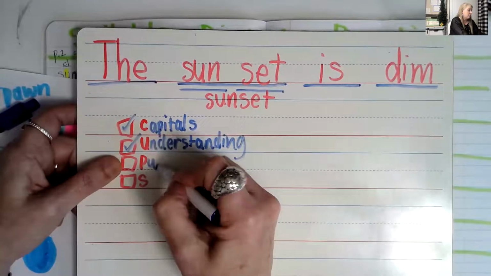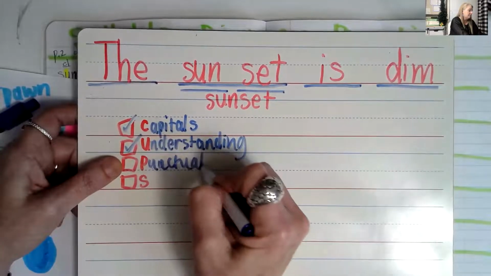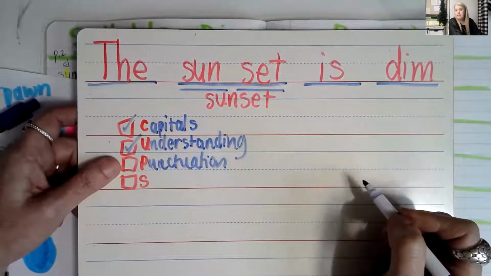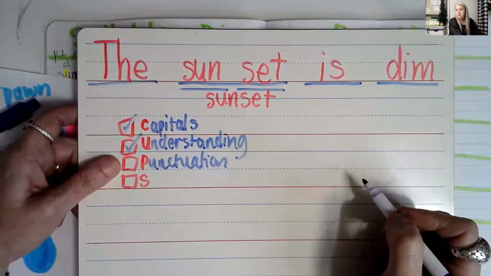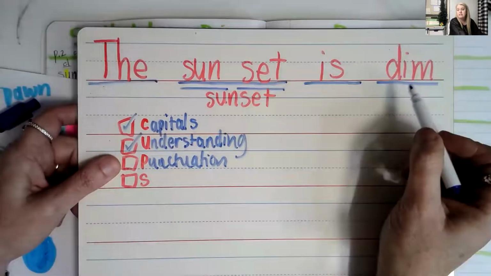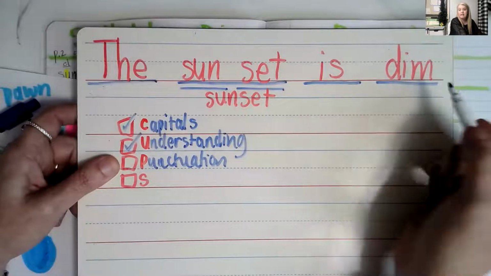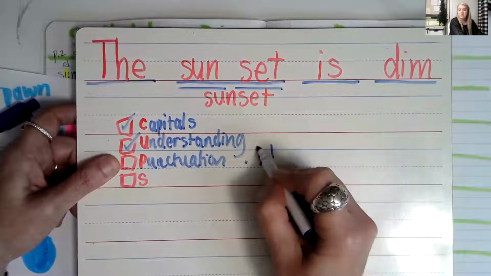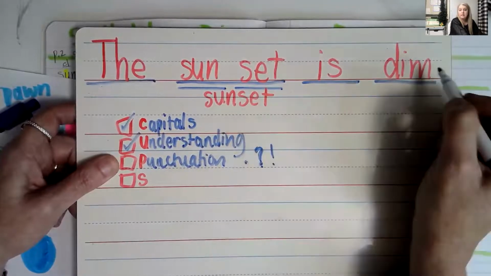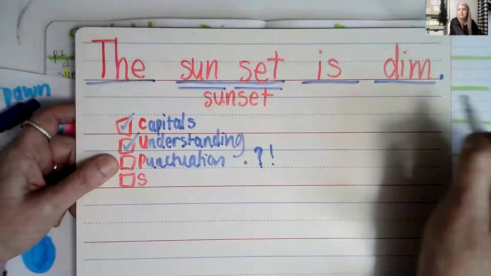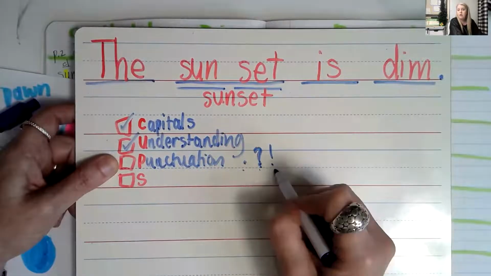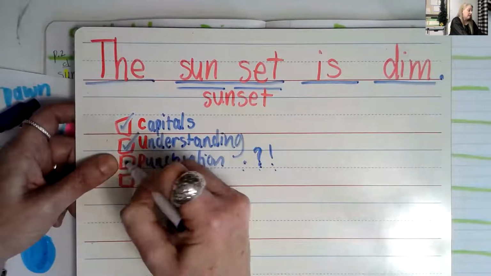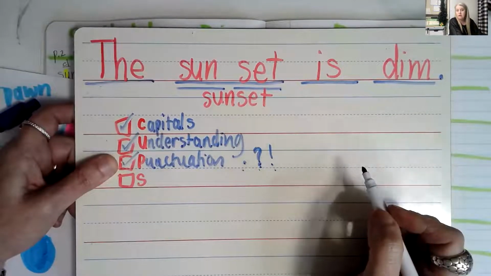P stands for punctuation. And I don't have them write these words, but when I first explain it, I write it out. So punctuation. Is there some kind of punctuation at the end? There might be a period, a question mark, an exclamation mark. So there should be something that goes at the end. So reread your sentence and see if you can figure out what kind of punctuation mark goes at the end. They usually catch themselves once I do this little talking with them.